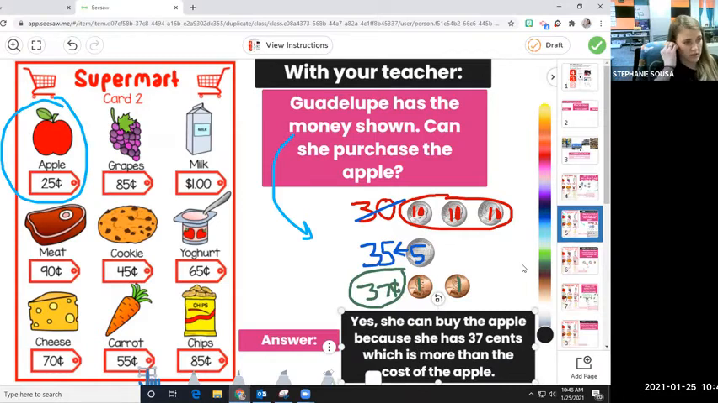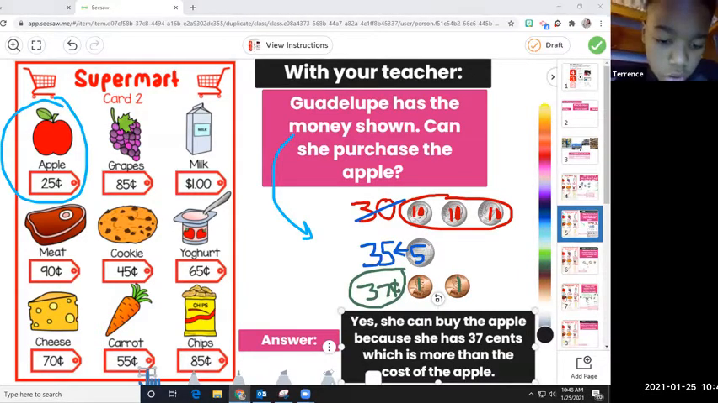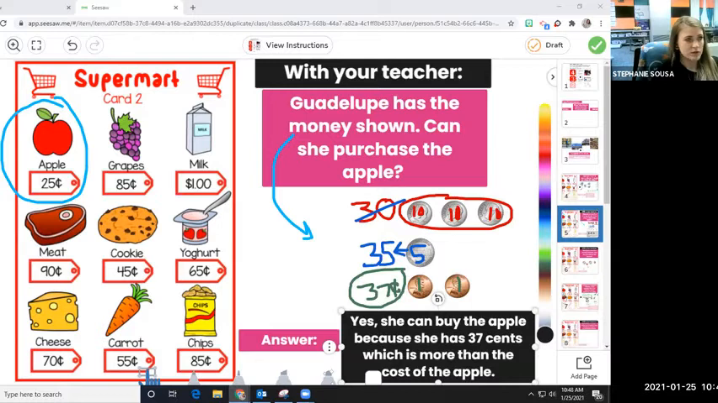Any questions on why Guadalupe can buy the apple? Any questions? Yes, Terrence. That was from earlier. Gotcha. All right, I'll give you a few moments to finish up typing that.